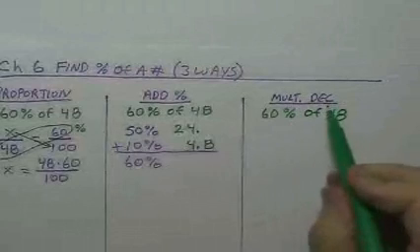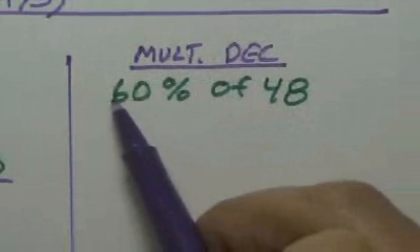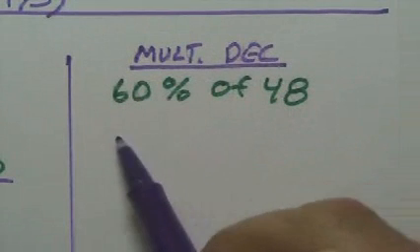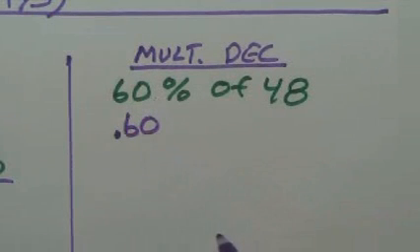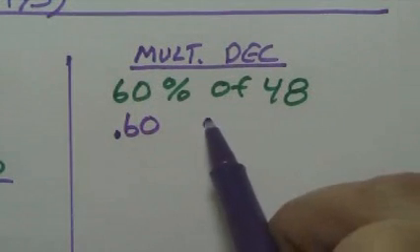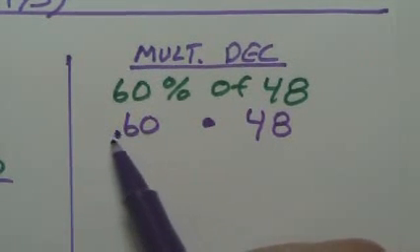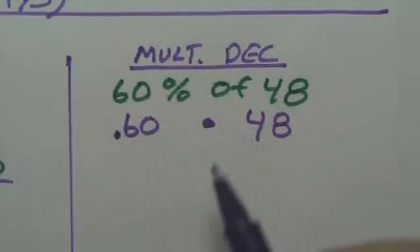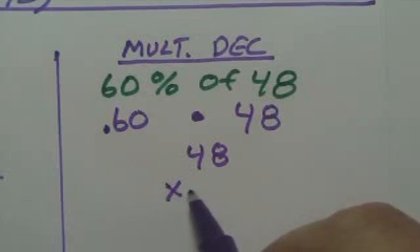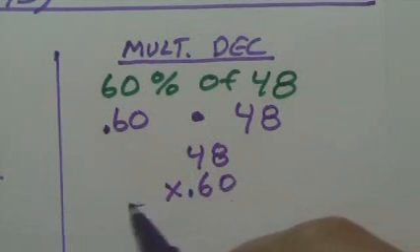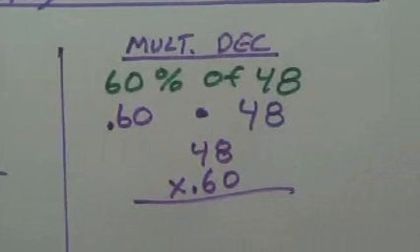Now let's go to multiplying decimals. For multiplying with the decimal, 60% is the same thing as 0.60, right? You move the decimal 2 spaces. Of is the same thing as the word times. So this is the same thing as saying 0.60 times 48, or 48 times 0.60. And then you would multiply. Okay, so this is the other method.